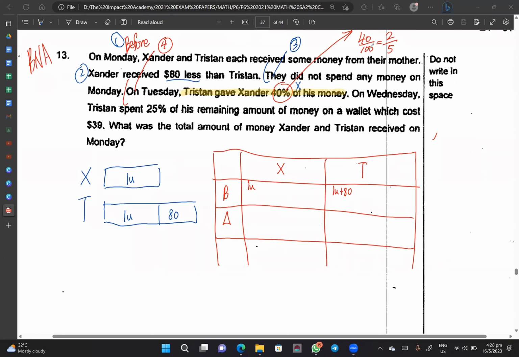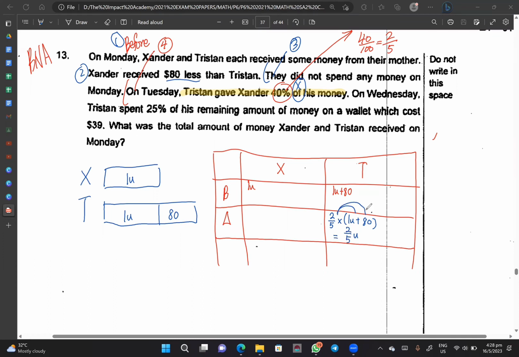Now, what do I do when I see something like that? I first change 40% to 2 over 5. "Of" means you multiply. Of what? Of his money. How much is Tristan's money? 1 unit plus 80. So I'm going to do 2 over 5 times 1 unit plus 80. Now, what does this mean? It means that I take out 2 over 5 from 1 unit and I take out 2 over 5 from 80. Rainbow method, 2 over 5 times 1 unit, that gives you 2 over 5 units.